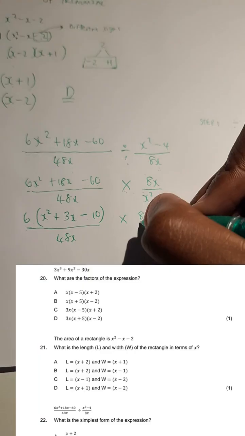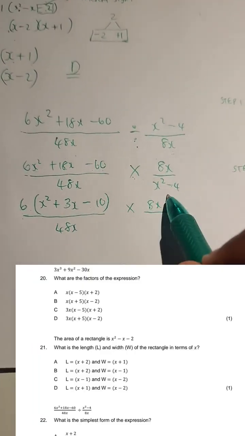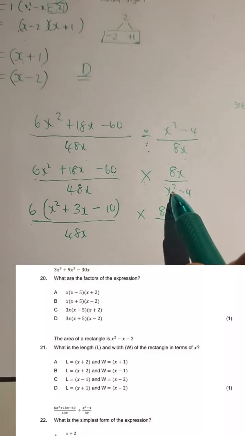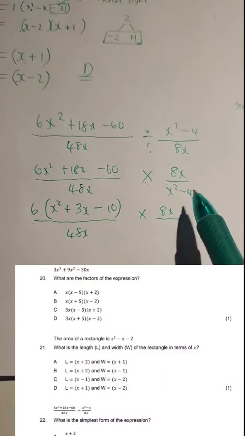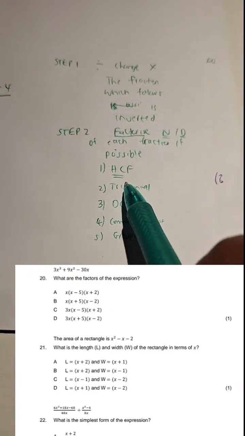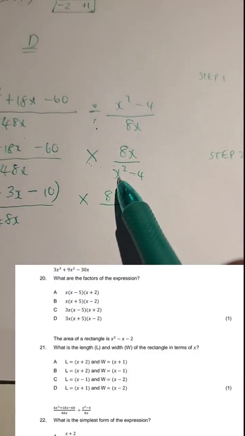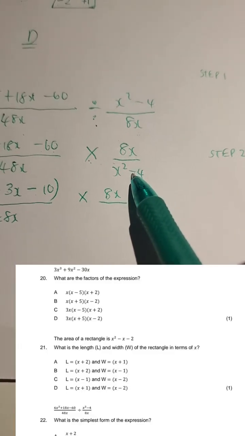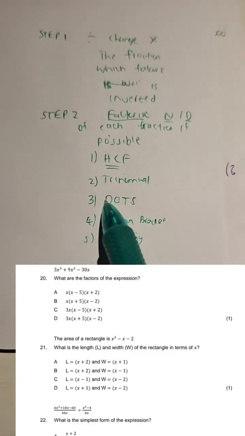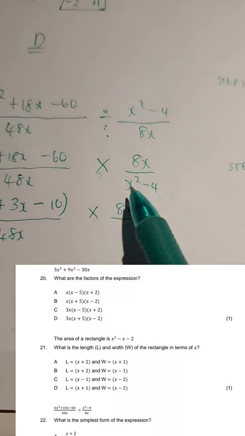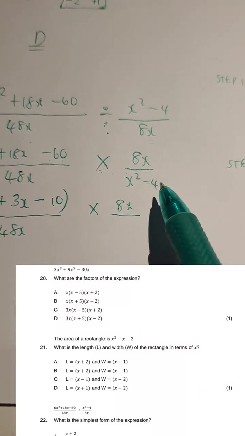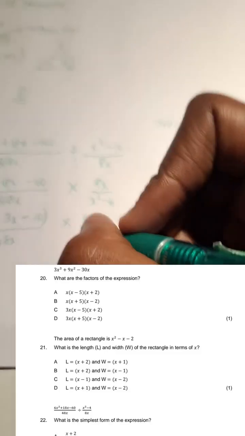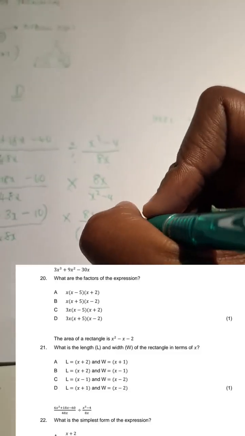Times 8x over. Now, here, can we factorize this? Definitely we can. Factorizing x squared minus 4. What type of factorization is that? X squared is a perfect square. 4 is a perfect square. Negative is a difference. So that means we have a difference of 2 squares. So what do we do when we are factorizing a difference of 2 squares? If the coefficient of x squared is positive 1, then we can immediately open 2 brackets.